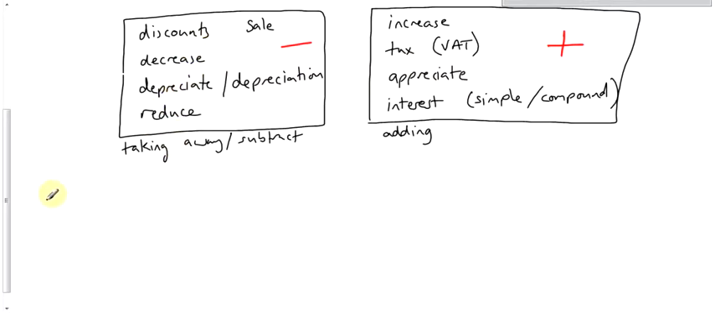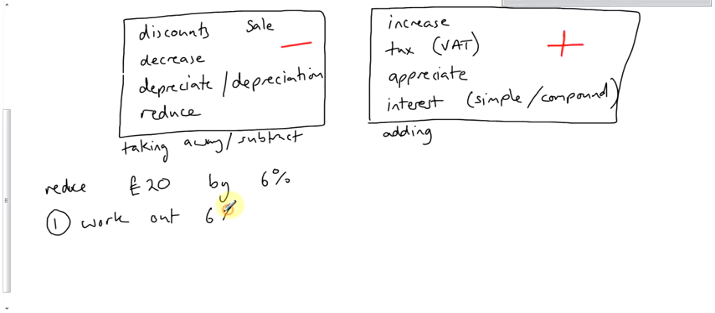So first of all, let's reduce £20 by, let's go for 6%. So first we work out 6%, and then number two, we're going to take it away from £20. Okay, so that's the basic step.